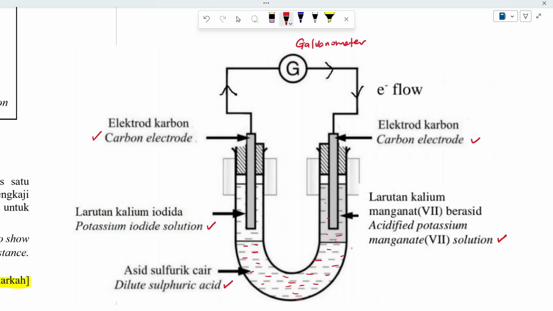Here we know that acidified potassium manganate(VII) is a strong oxidizing agent, right? So it will undergo reduction. Potassium iodide is a strong reducing agent, so it undergoes oxidation. So the electrons flow from here to the other electrode. So altogether will be 3 marks.